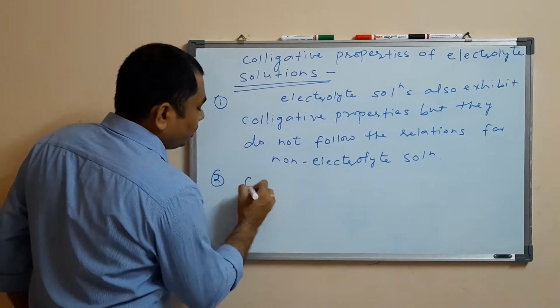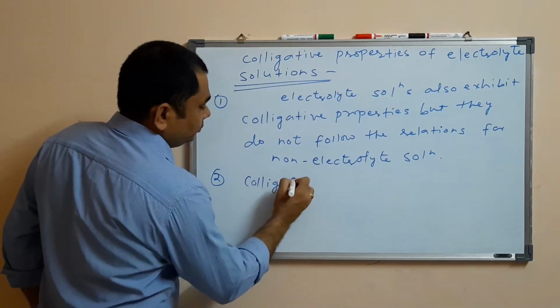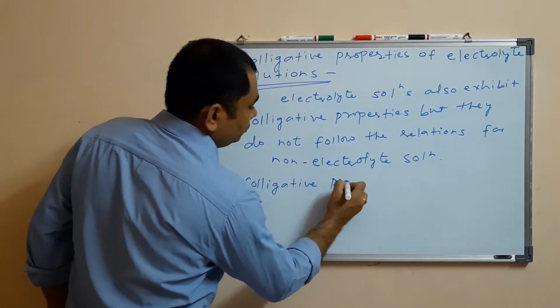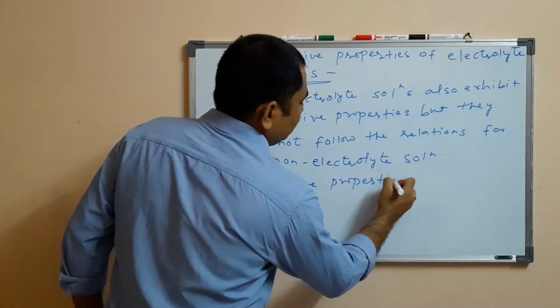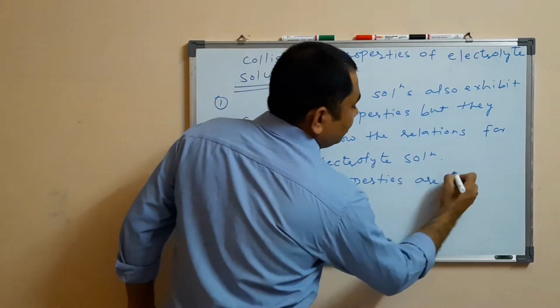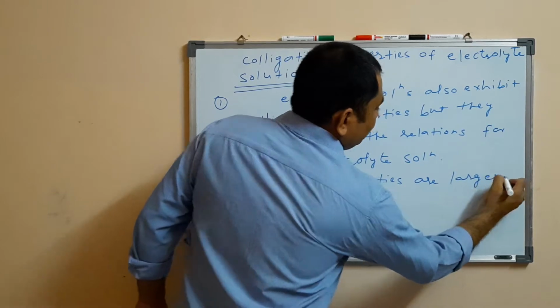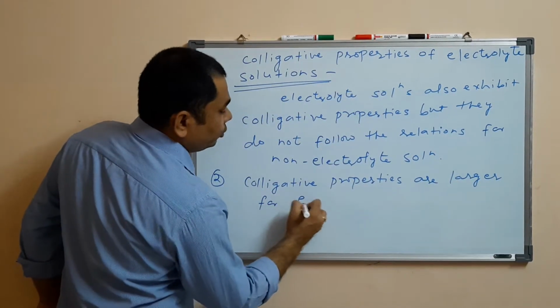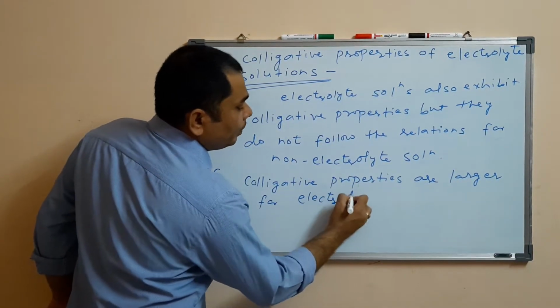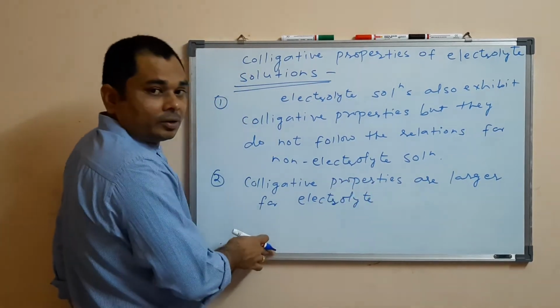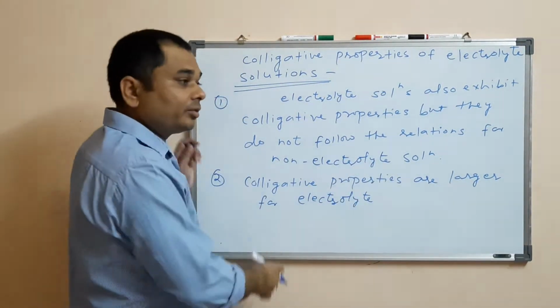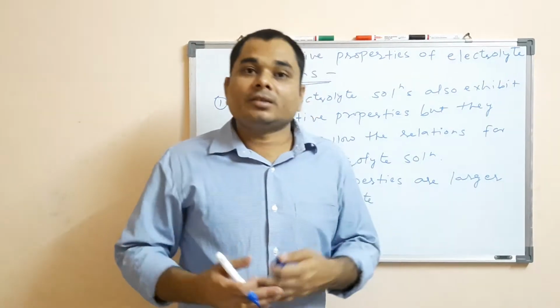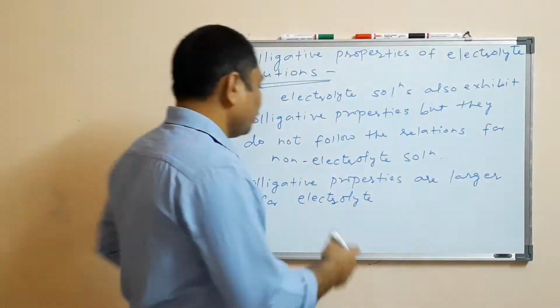Similarly, the colligative properties are larger for electrolyte solutions. Why? Because number of particles will be larger. Okay, more number of particles are there, so therefore colligative properties that are observed will also have larger values.